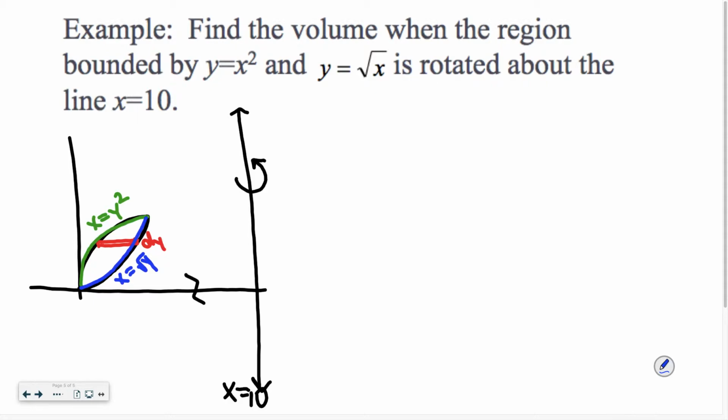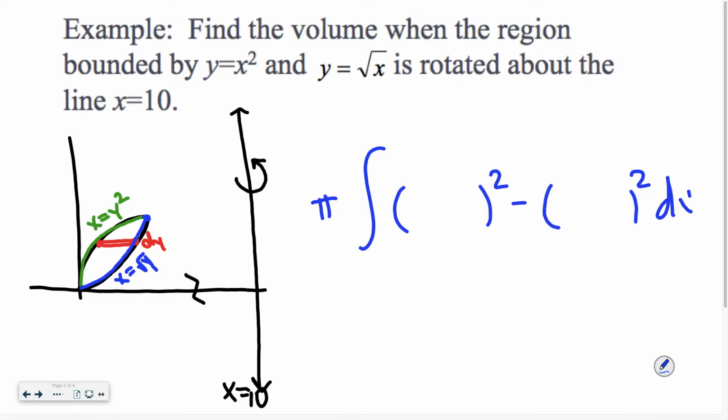Okay. This intersection point right here is the coordinate 1, 1. So that makes it kind of nice. We don't have to think too hard about our limits of integration. But since we are going in terms of y, we need to look at our y intersection points. So our volume is pi times the outer radius squared minus the inner radius squared, times h. Okay. Our limits of integration would be 0 to 1.